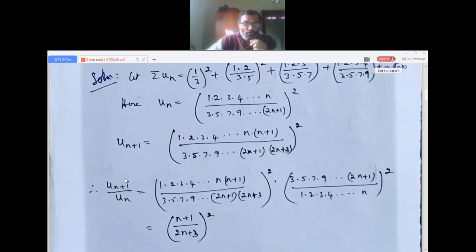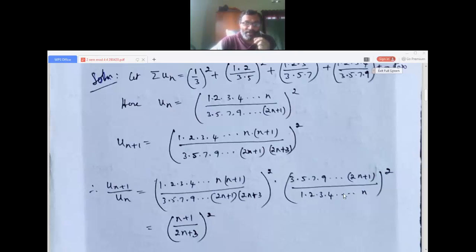Okay, so now u(n+1) divided by u(n) will be, first I write the u(n+1) term: 1 into 2 into 3 into 4 till n into n plus 1, divided by 3 into 5 into 7 into 9 till 2n plus 1 into 2n plus 3, the whole bracket squared, divided by u(n). So u(n) is this term. Now, when you are writing u(n), it should be the reciprocal. Reciprocal means first you write 3 into 5 into 7 into 9 till 2n plus 1, divided by 1 into 2 into 3 into 4 till n.